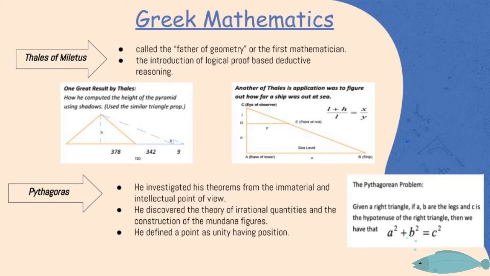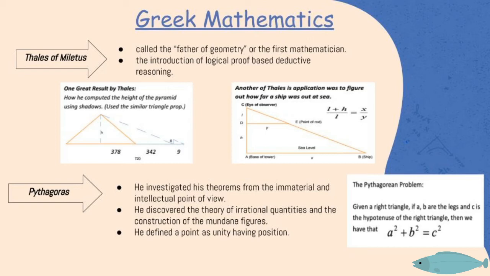He introduced logical proof based on deductive reasoning. There are two examples we can see. First of all, the base angles of an isosceles triangle are equal. Whenever we see two straight lines intersect, the opposite angles are equal. For example, he computed the height of a pyramid using its shadow. Second, an application Thales used was to figure out how far a ship was out at sea.